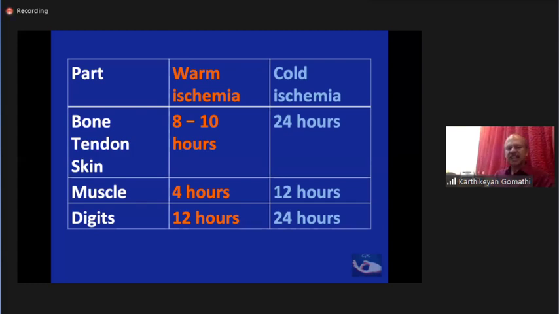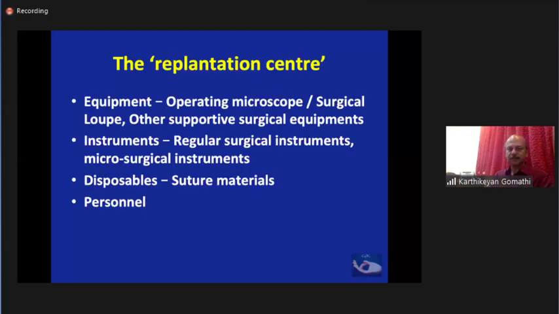The digits can be preserved up to 24 hours again. Now, the thing is, even though they are preserved, definitely some changes would have come in, and it is important to foresee these changes before we take them up for replantation.